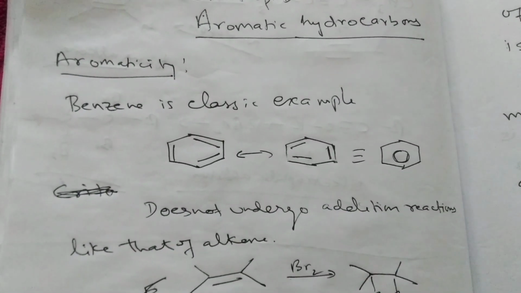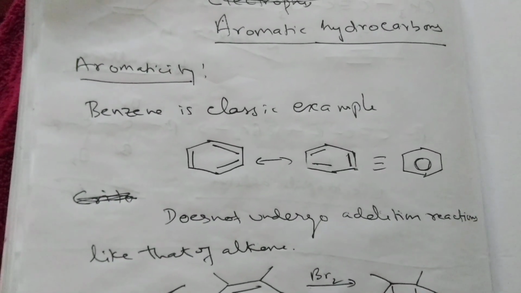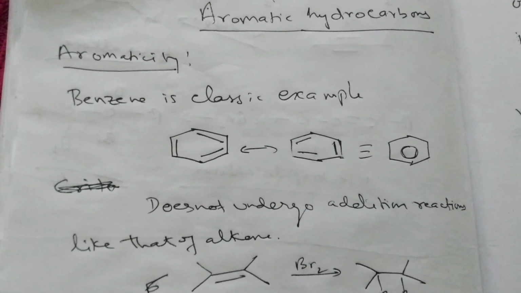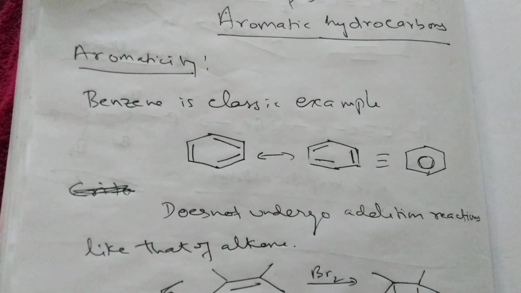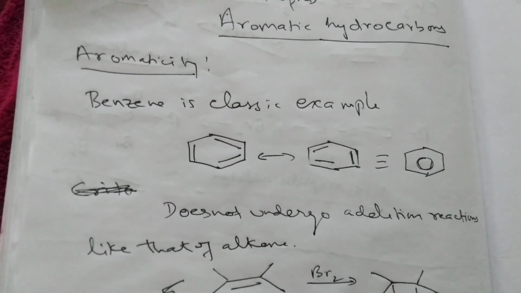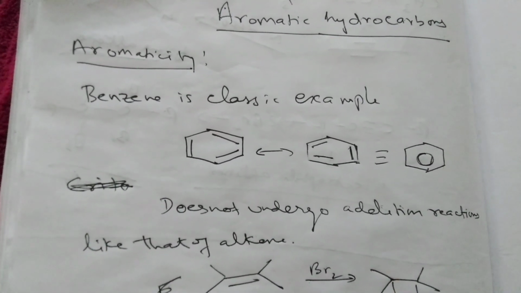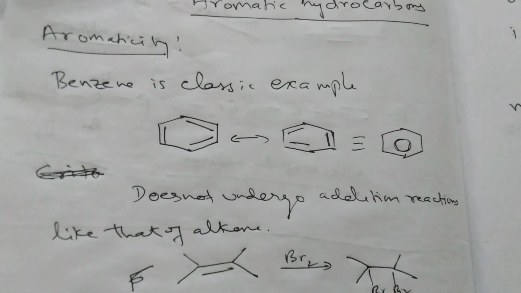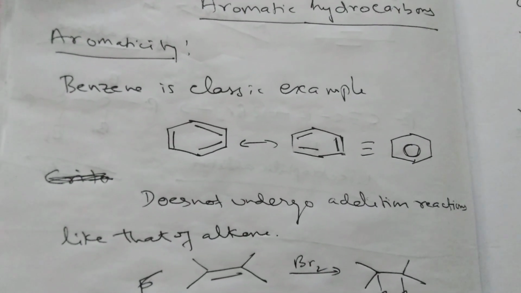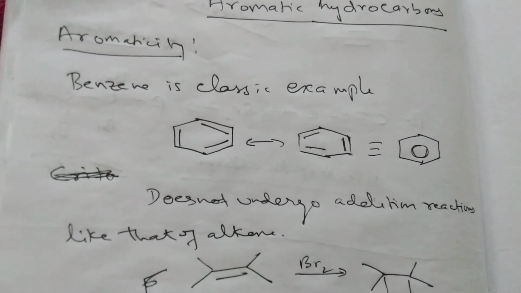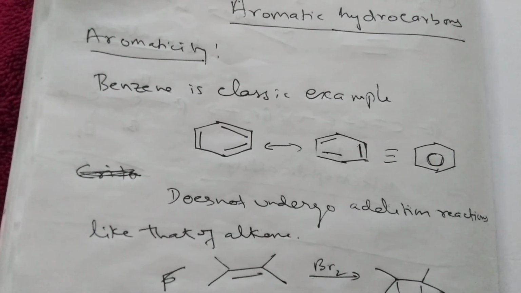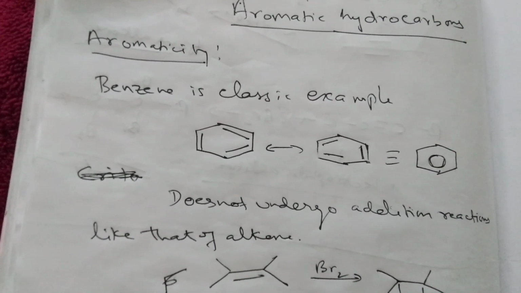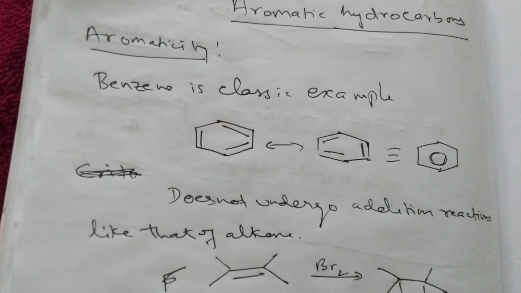Hello guys, welcome back. We are starting a new unit. This is aromatic hydrocarbons. The word comes from aroma. Before they found out what aromaticity actually is, a lot of these compounds, like benzene, had a very nice smell. All this perfume, that smell, we call it aroma. So that's why this class of compounds is called aromatic.